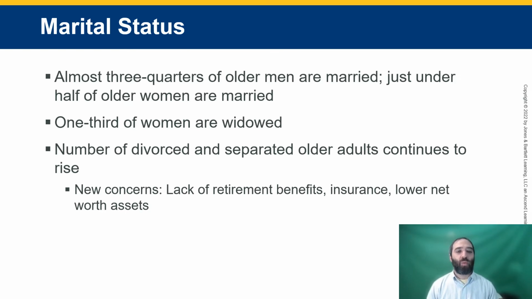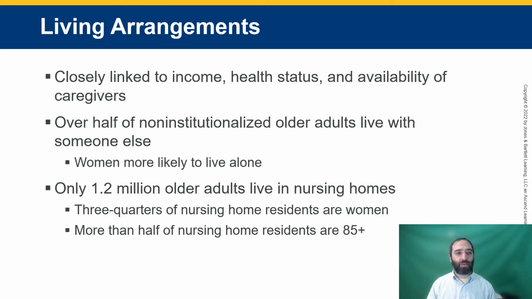And so why does this impact their health? Well, especially for women, they lack retirement benefits that they might have traditionally had because of their husband's Social Security or retirement benefits through his work, insurance, and then just lower net worth. Two people can typically live cheaper than one person alone, and so if you have more people who are separated, they're going to have a harder time doing that.